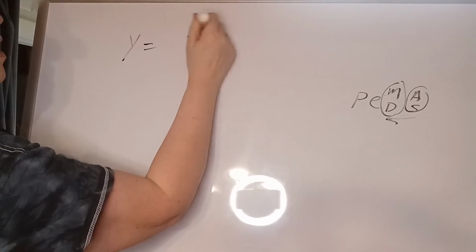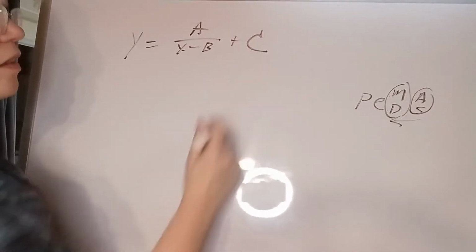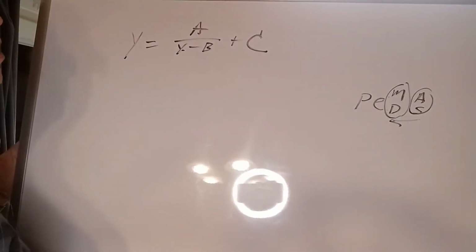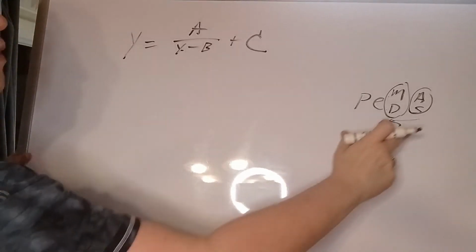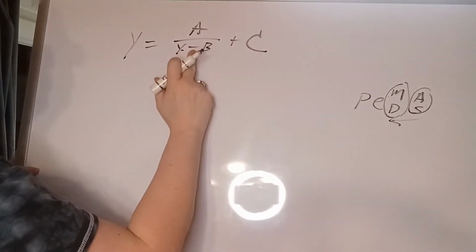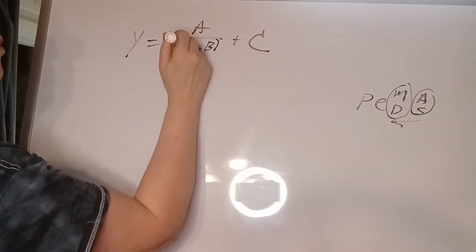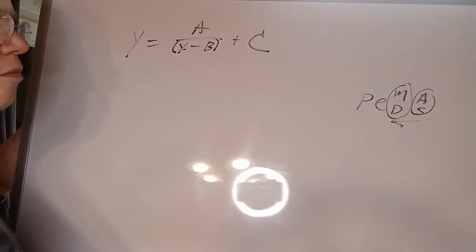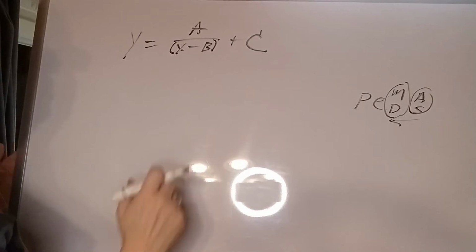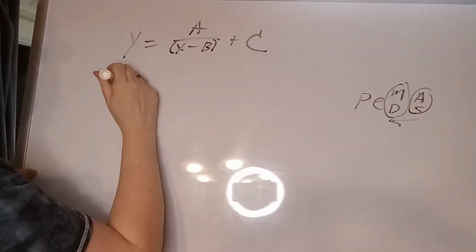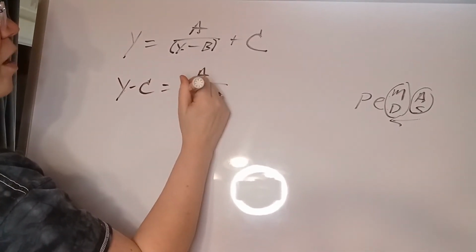y equals a over (x minus b) plus c. All right. So we go the opposite direction. So first we have our adding and subtracting. We've got adding here and subtracting here. But this is a quantity, so we put parentheses around it. You can put parentheses around it as long as doing so does not change the value. So now we've just got the c. Let's subtract c from both sides. y minus c equals a over (x minus b).